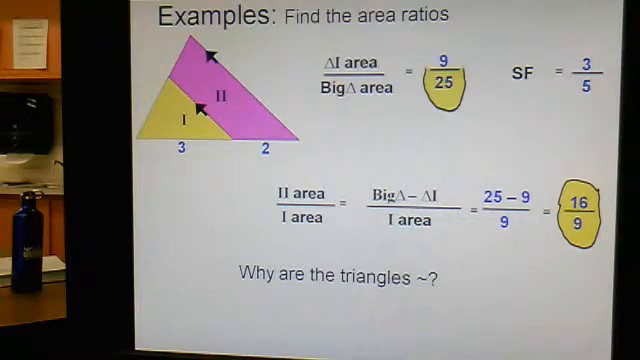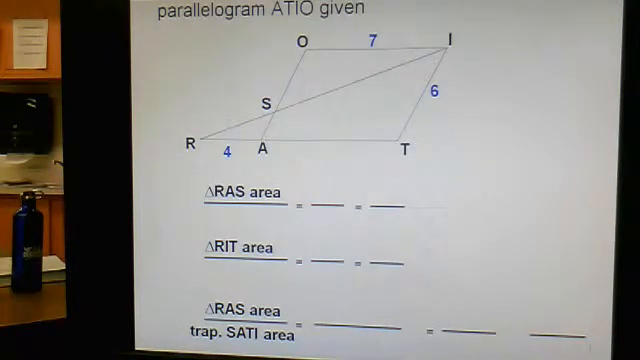So hopefully the last one on here is easier for you at this point. A lot of numbers to add onto your drawing.